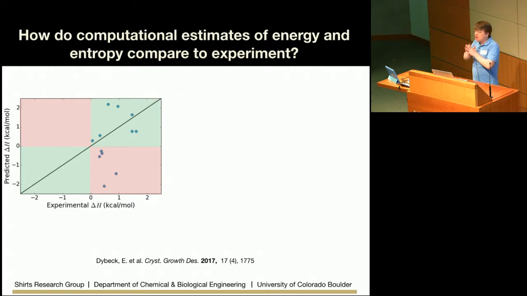So how do computational estimates of the energy and the entropy compare to experiment? This would be the predicted delta H using OPLSAA. The error bars are quite small there. They're not shown because they're small in simulation, and they're not shown experimentally because nobody bothers to calculate these, to give good estimates of these uncertainties experimentally.